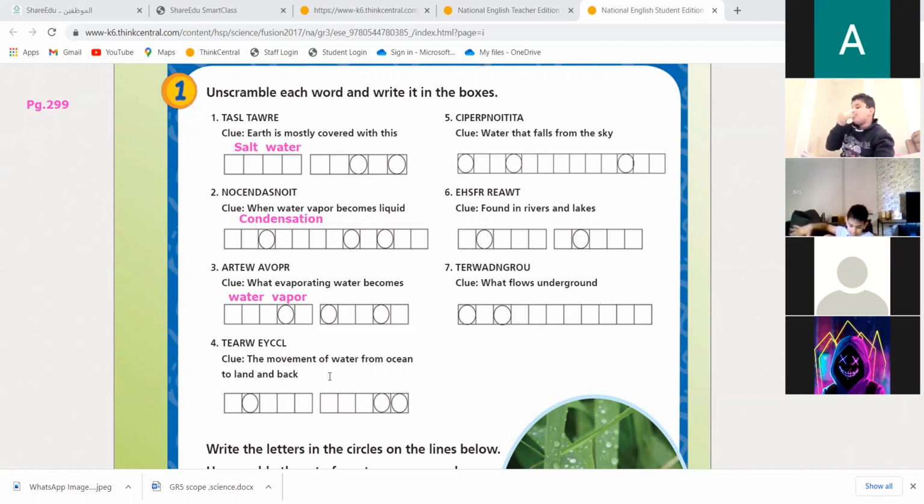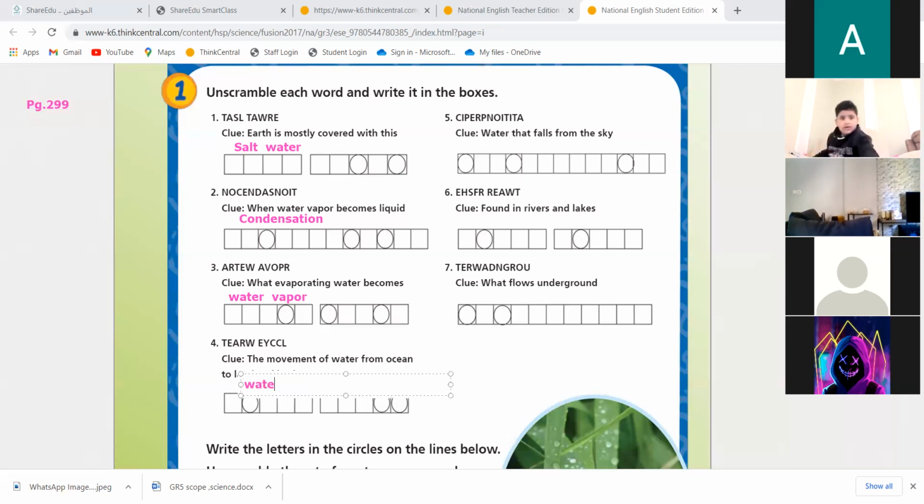The movement of water from ocean to land and back. It goes up to the sky, rain falls down to the ground, back to the ocean. Ocean up to the sky, and it goes on and on and on. What do we call it? Movement of water. I'm going to help you. It's called something. Water something.